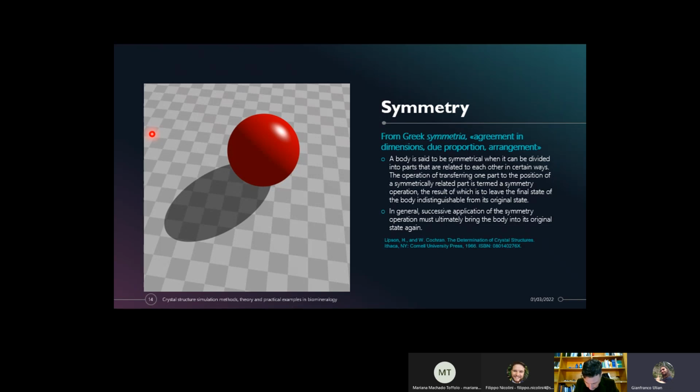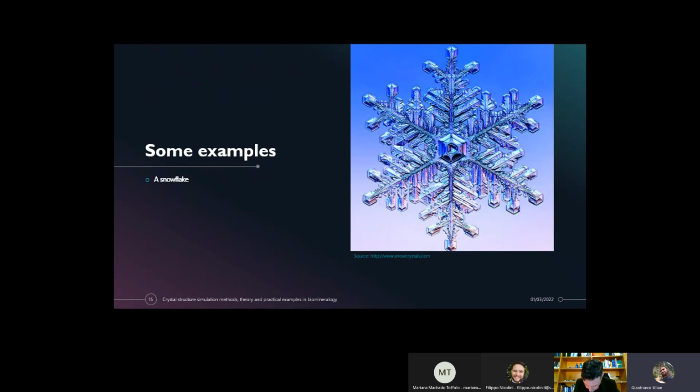Let's take some examples from nature and from art. For example, a snowflake. A snowflake is symmetric. You can see here this object has a 6-fold axis of rotation, so we can rotate this snowflake by 60 degrees, and we cannot distinguish the original snowflake and the rotated snowflake.